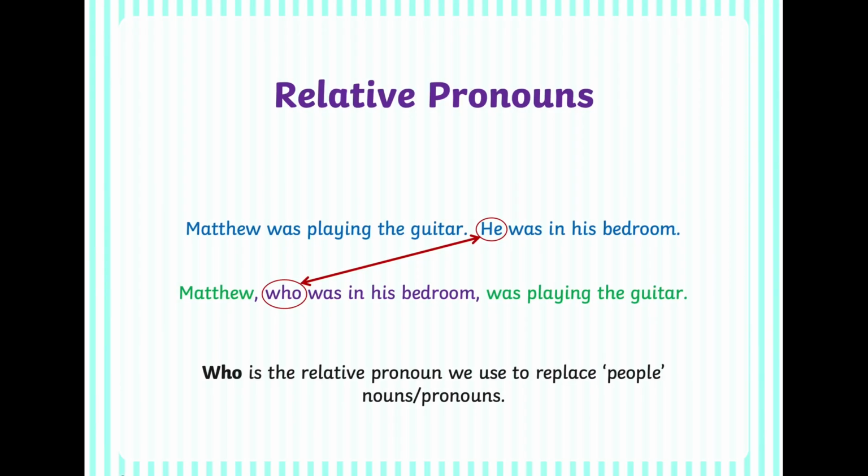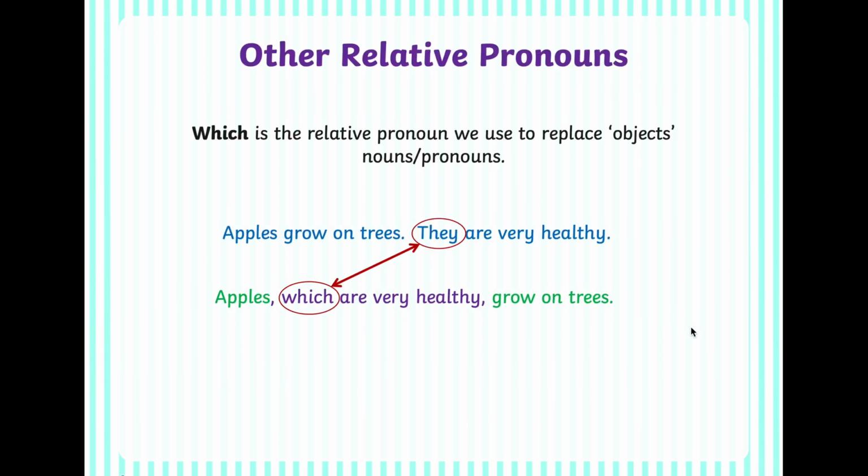We have already taken a look at the relative pronoun who. Who is the relative pronoun we use to replace people nouns or pronouns. For example, Matthew was playing the guitar, he was in his bedroom. He gets replaced with who. Matthew, who was in his bedroom, was playing the guitar. Let's take a look at some other relative pronouns.